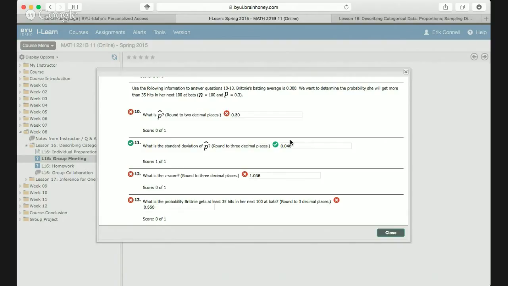Do we have to divide by standard deviation? Is that what we have to do? So to get p hat or for 13? For 13. So we take 0.35 divided by 0.046.